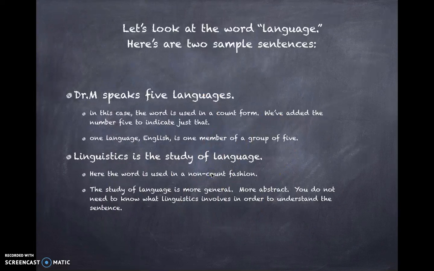Let's look at the word language as an example of a crossover noun. Here are two sentences. Dr. M speaks 5 languages. In this case, the word is used in a count form. We've added the number 5 to indicate just that. One language, English, is one member of a group of 5.